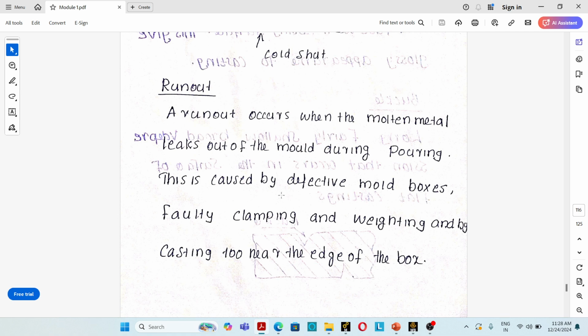See, this defect is caused by a defective mold box, faulty clamping and weighting, and by casting too near the edge of the mold, edge of the box, etc. So the main thing in runout is during pouring time there is a leakage and the mold cavity will not be filled. That defect is known as runout.